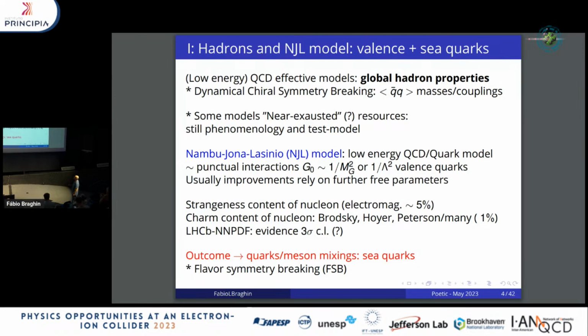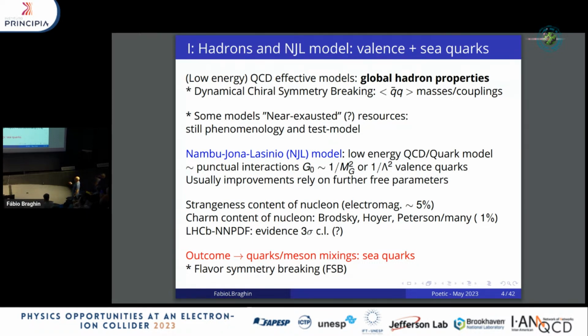It's based on a punctual interaction that may be identified with the inverse of the gluon effective mass or the square of a QCD cutoff. And it deals explicitly only with valence quarks to provide the hadron spectra. Usually, if you want to improve this model, you have to introduce new interactions and new free parameters to fit some observables.